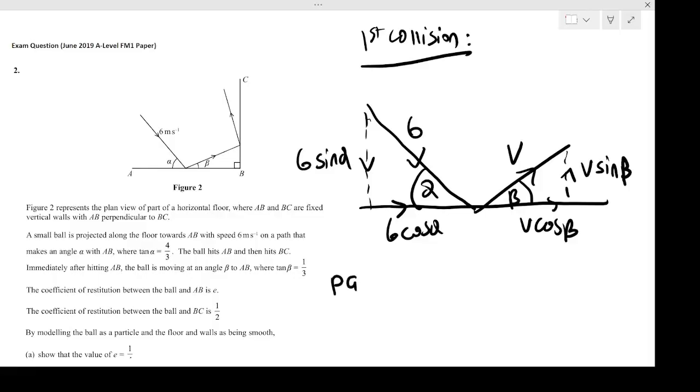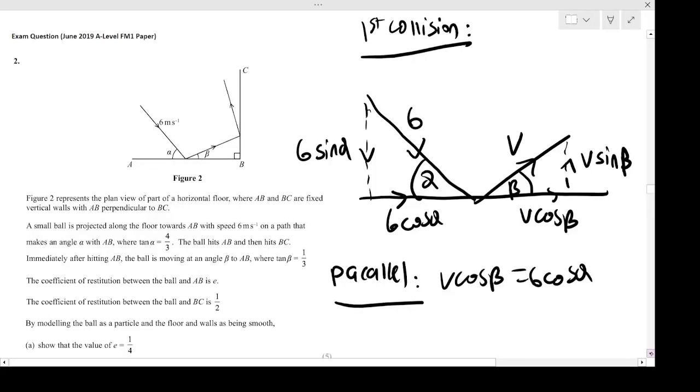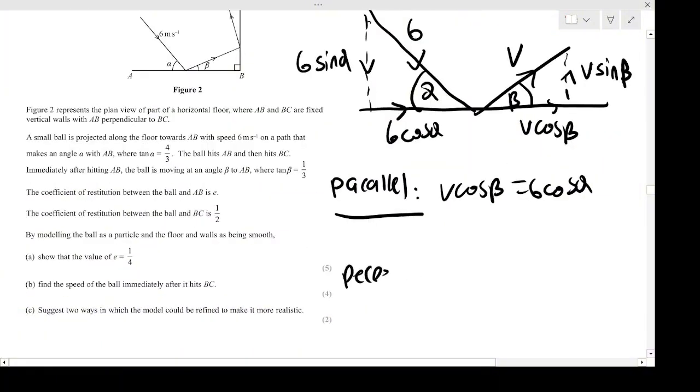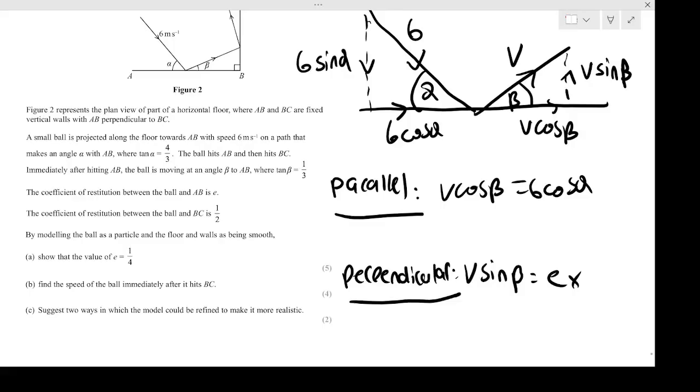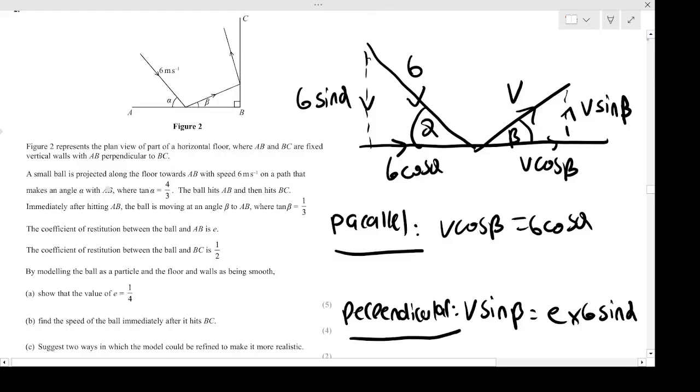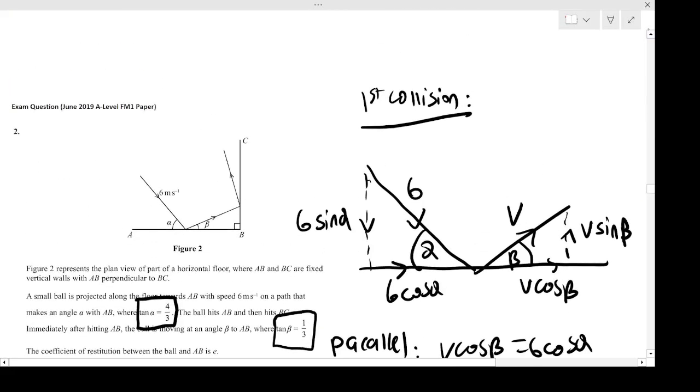So if I write my parallel parts, that's going to be v cos beta equals 6 cos alpha, and then perpendicular, v sine beta is going to be e lots of the original 6 sine alpha. And that's all I can do there. Now, I'm not told explicitly what alpha and beta are, but I am told what tan of them are. Now remember, I can exploit that to work out the expressions for sine and cos.